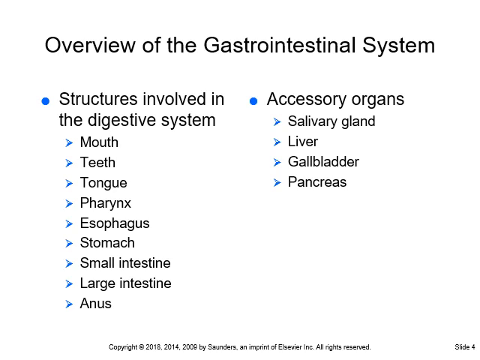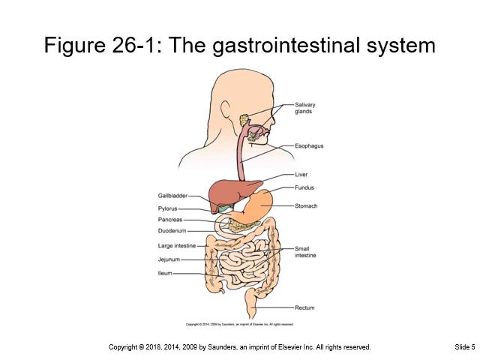Adequate nutrition begins with good dental hygiene and periodontal health and ends with the appropriate elimination and sanitation. The GI system is composed of the mouth, tongue, teeth, pharynx, esophagus, stomach, small intestine, large intestine, and anus. Please see figure 26.1 on page 459 in your text. Accessory organs include the salivary glands, liver, gallbladder, and pancreas. Here is the figure 26.1, which can be found in your textbook on page 459.